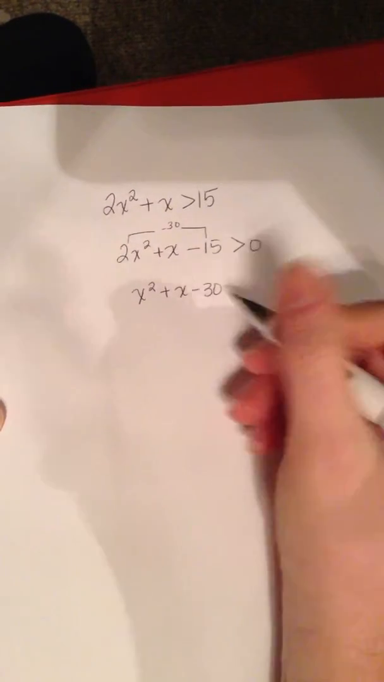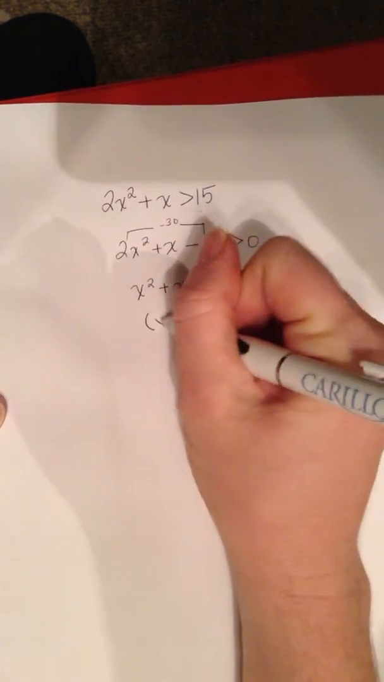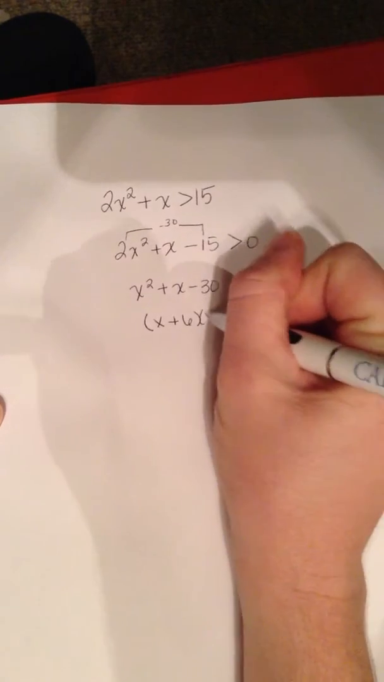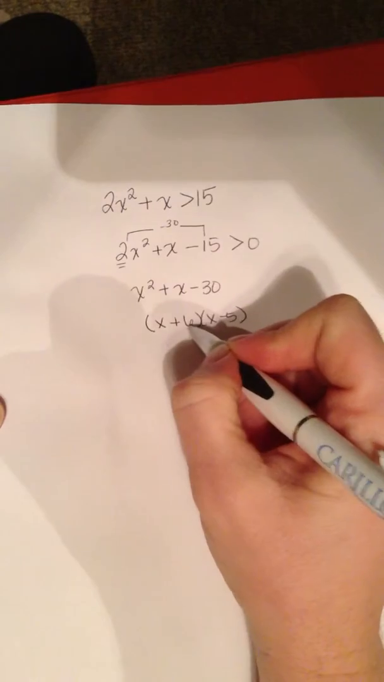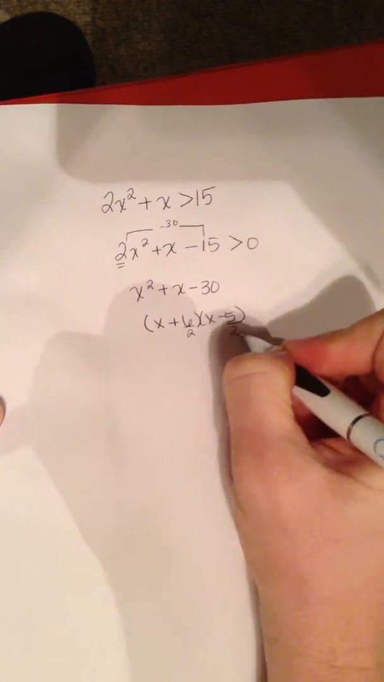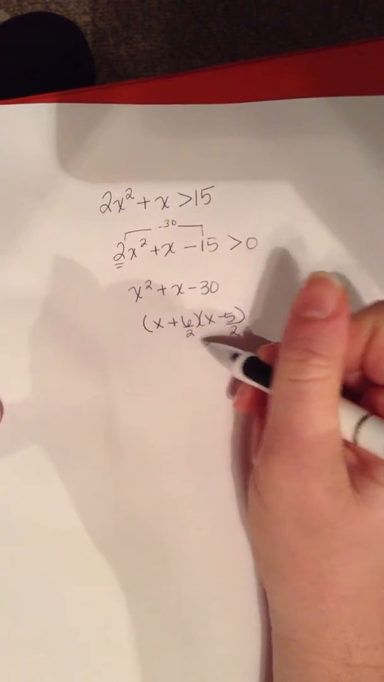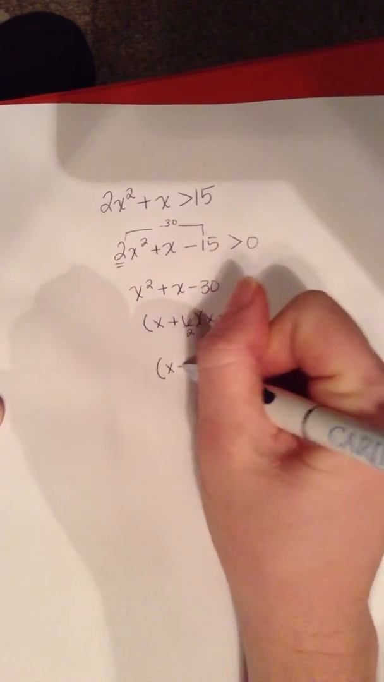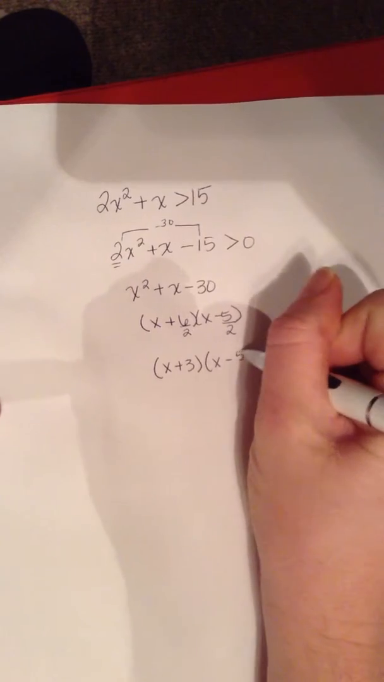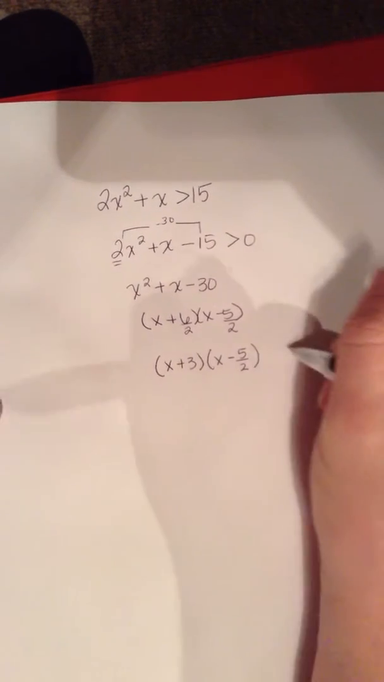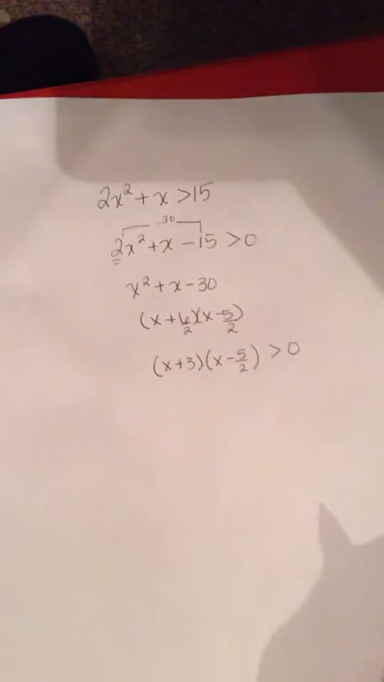I need to factor that now. That factors as x plus 6, x minus 5. Don't forget with the bottoms up method I have to bring back that 2, that lead coefficient, as my denominator now. This one simplifies to x plus 3. This one will remain a fraction. x minus 5 halves is greater than 0 is what I have.